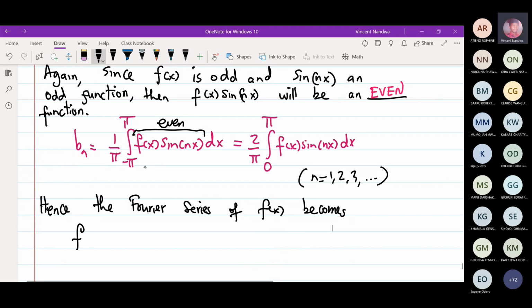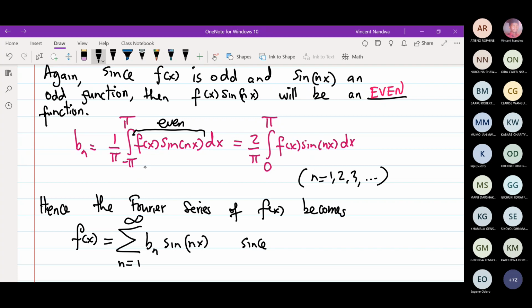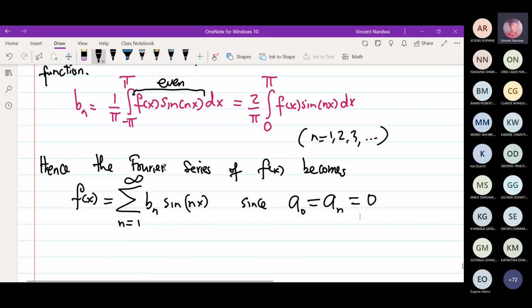f of x. So remember, all the terms for n from 0 to infinity are zeros. So the term a naught over 2 is not there. The term an cosine of nx is not there. So it's simply the summation from n equals 1 to infinity of bn sine of nx, since a naught and an, all of them, are 0 from the previous computation.